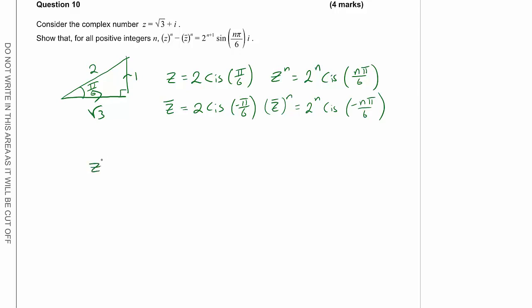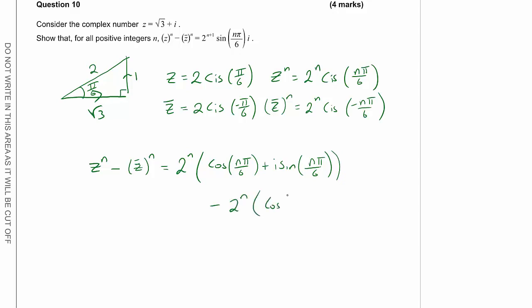So, z to the n take away z bar to the n would be, so let's think about this, it's going to be 2 to the n into cos n pi by 6 plus i sine n pi by 6, take away 2 to the n cos negative n pi by 6 plus i sine negative n pi by 6.